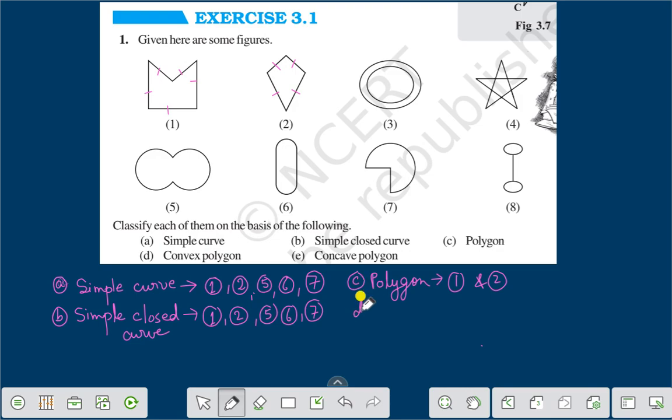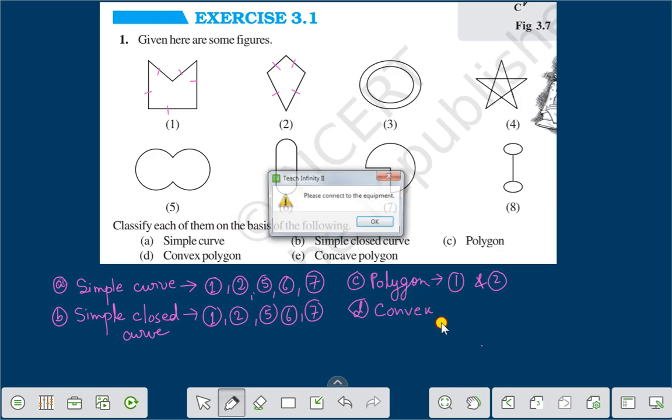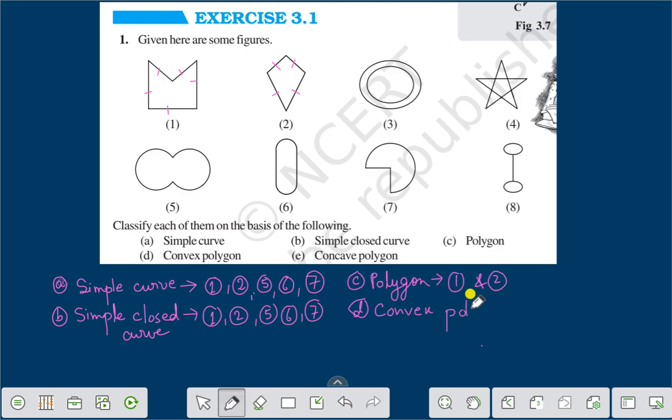D is convex polygon. Now you see, the polygons are 1 and 2. If we draw the diagonals, here you see, if we draw the diagonal, this one and this one, all the diagonals are within the interior of the figure, right? Therefore, this is a convex polygon. The convex polygon is 2.